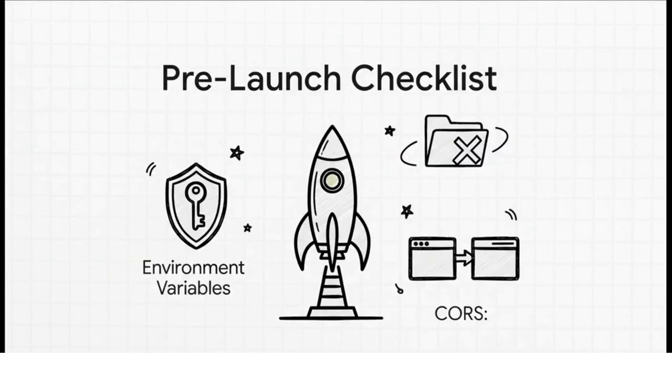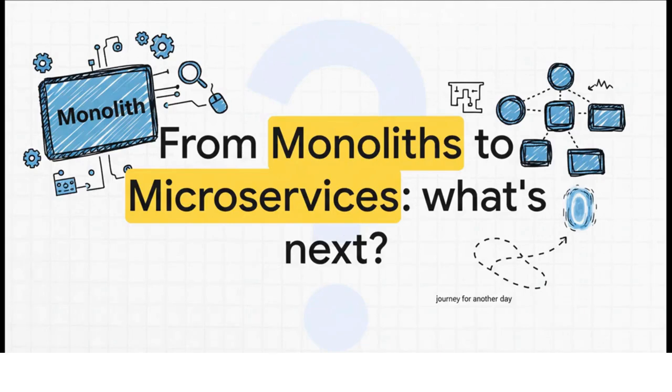Okay, before we go live, just a couple more things. First, we use something called environment variables. This lets us keep sensitive stuff like database passwords or API keys completely separate from our code. And second, we have to set up CORS, cross-origin resource sharing. This is basically a security rule that gives our front end, which lives at one web address, permission to talk to our back end, which lives at a different one. It's absolutely crucial.